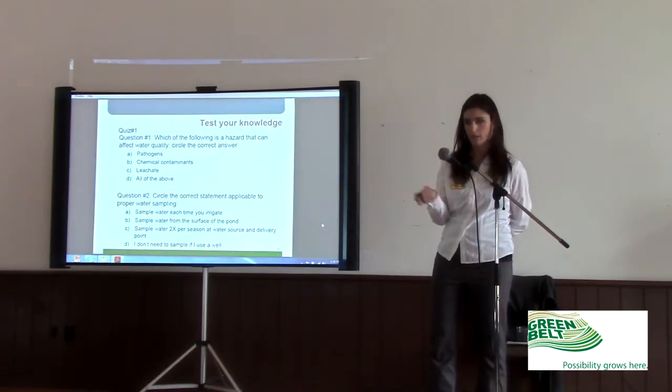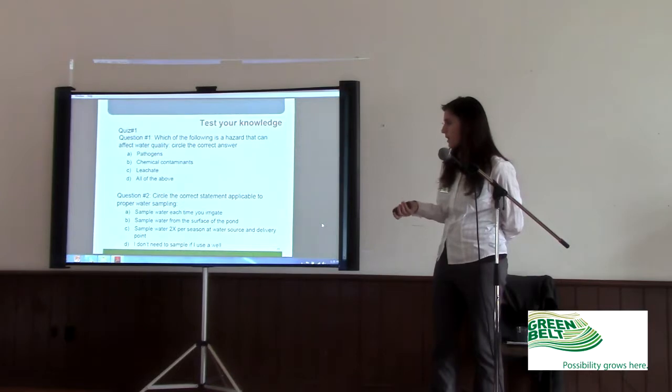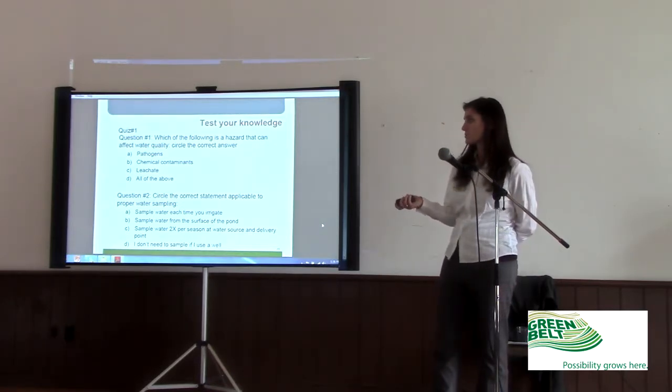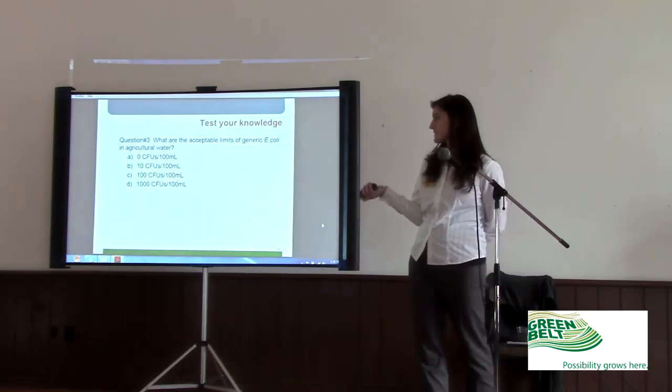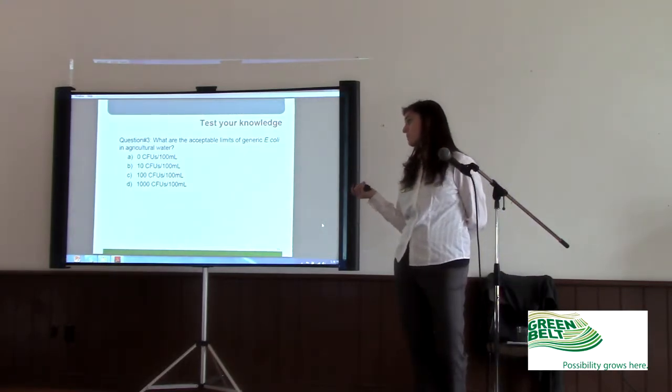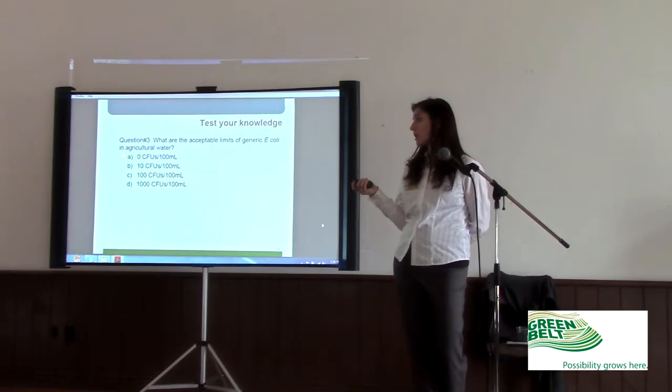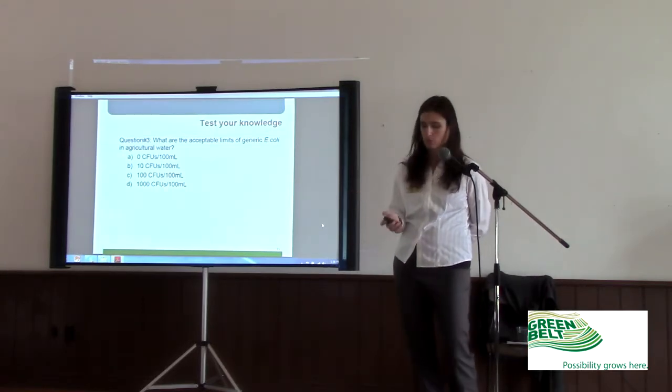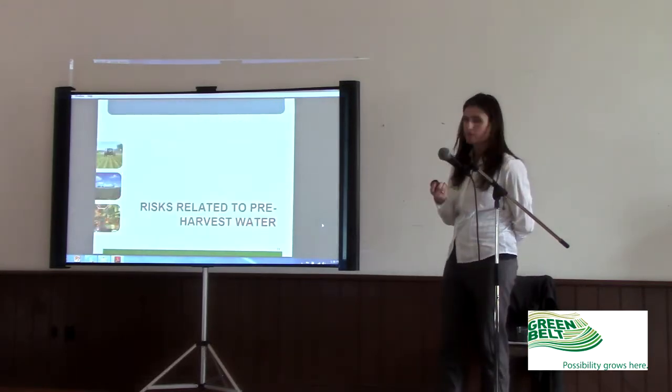And we probably have that slide with all the answers on there. And this one we talked about already, it's C. You could do, at a minimum, you want to sample 2 times per year. And the acceptable limits for generic E. coli for agricultural water are less than 100 coliform units. So you have that information there.